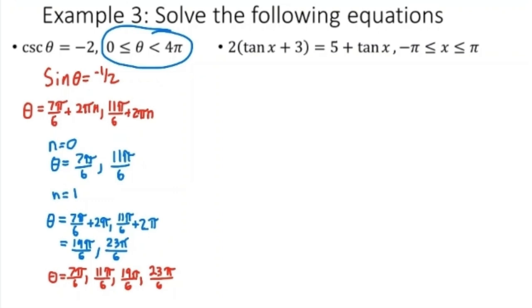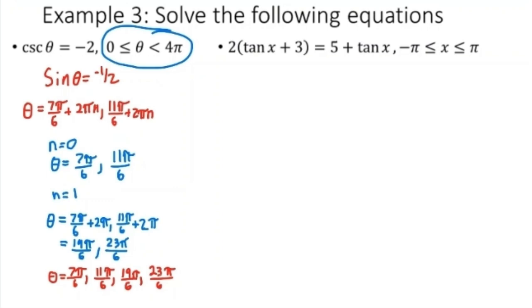interval where x is between negative pi and pi. Unlike the previous examples, we do have 2 trigonometric expressions in our equation. Fortunately for us, they're both tangent x. So our goal is going to be to try to rewrite our equation so that way there's a single tangent x within my equation. So first, we should simplify both sides of the equation.